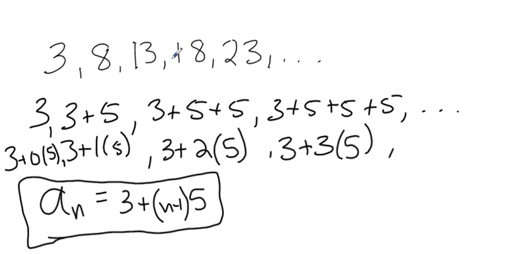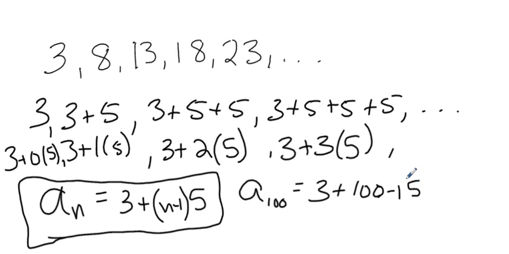It allows me to get any term independently of a previous term. So if I wanted, say, term a sub 100, that would be just our initial value plus 100 minus 1 factors of 5, which is equal to 3 plus 99 times 5, which is equal to 498.